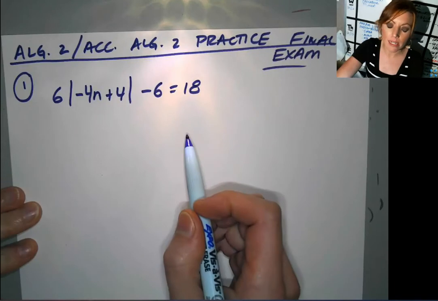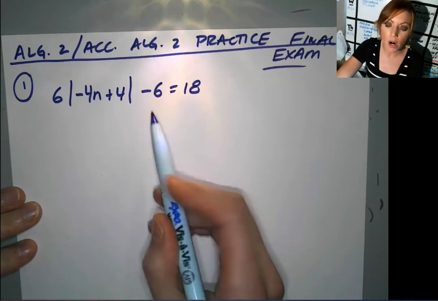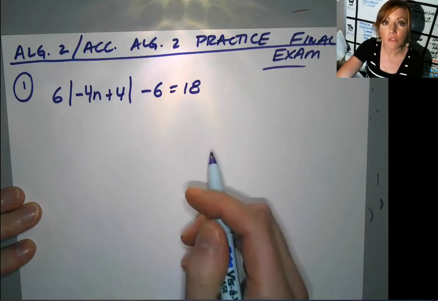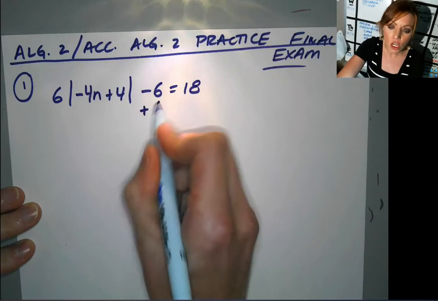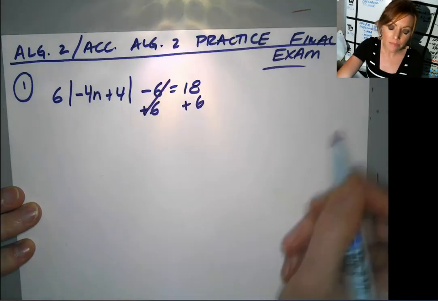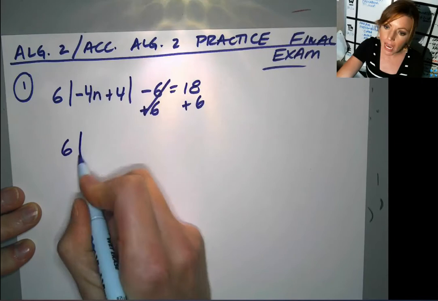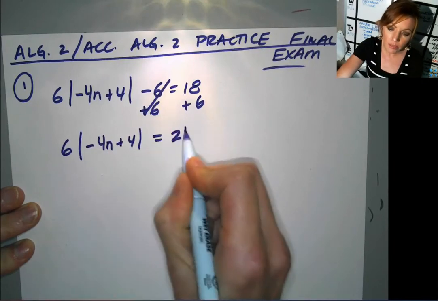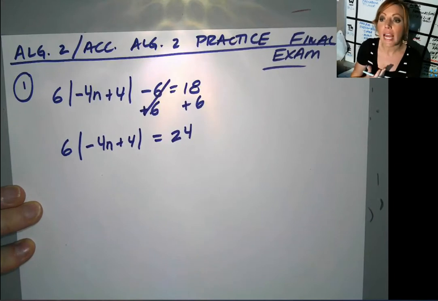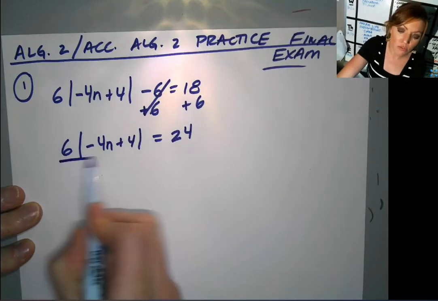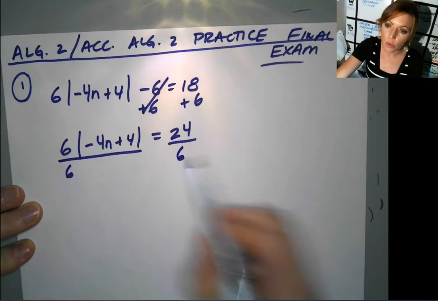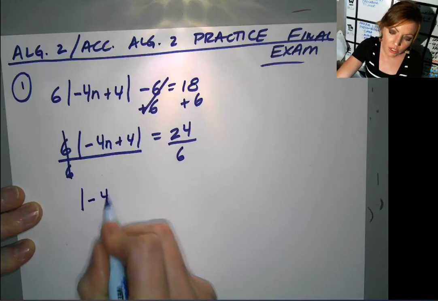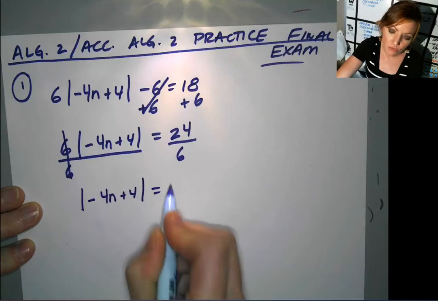Problem number 1. 6 times the absolute value of negative 4n plus 4, minus 6, equals 18. We want to start by getting the absolute value completely by itself first. So to do that, we're going to add 6. What we're left with is 6 times the absolute value of negative 4n plus 4 equals 24. And then again, if the goal is to get the absolute value completely by itself, we're going to divide both sides by 6 so that these 6's cancel out. So we have the absolute value of negative 4n plus 4 equals 4.